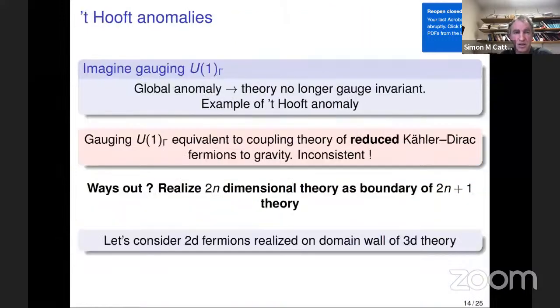Okay. So now let's imagine gauging this U1 gamma now to get some constraints on the theory. Yeah.